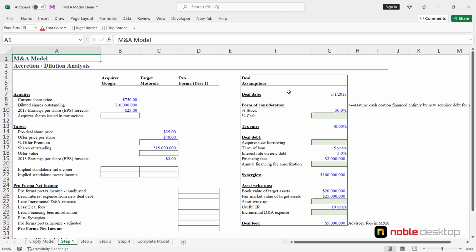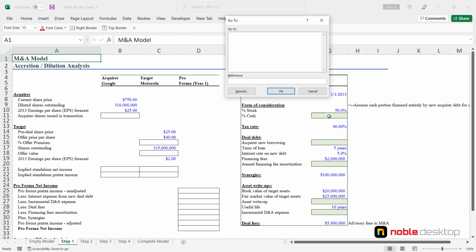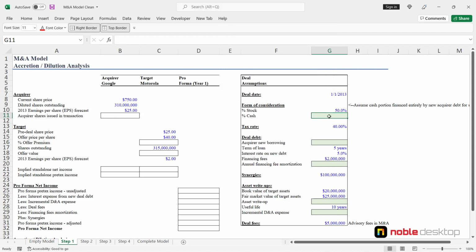So in the first step on our M&A model, we are going to complete our deal assumptions on the right. So I'm going to fly to the cell G11 with the F5 function, the Go To window, G11, perfect, and calculate the percentage of cash the Google acquirer wants to invest in the deal. We see that the percentage of stock is 50, so I'm going to put the formula of 1 minus the percentage of stock, and we have that.